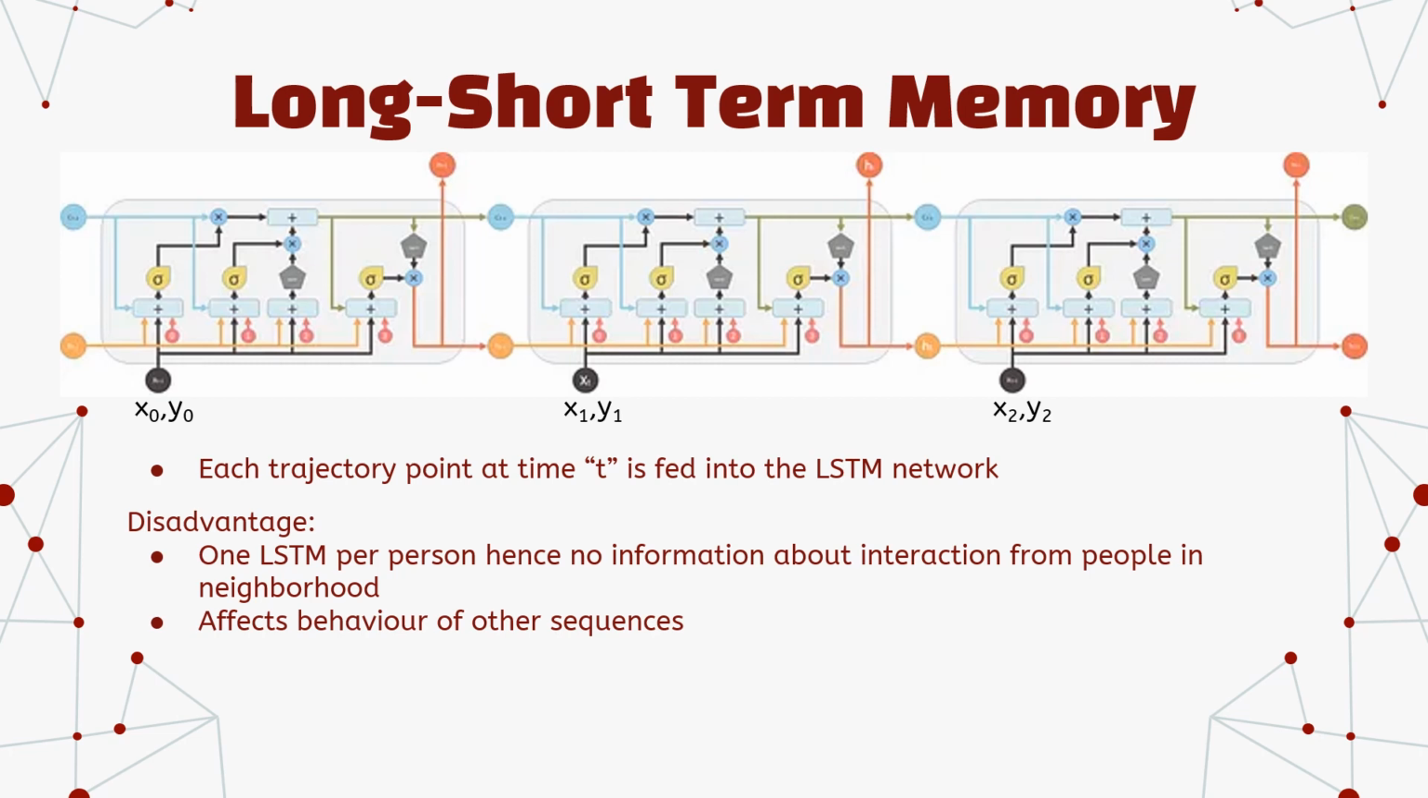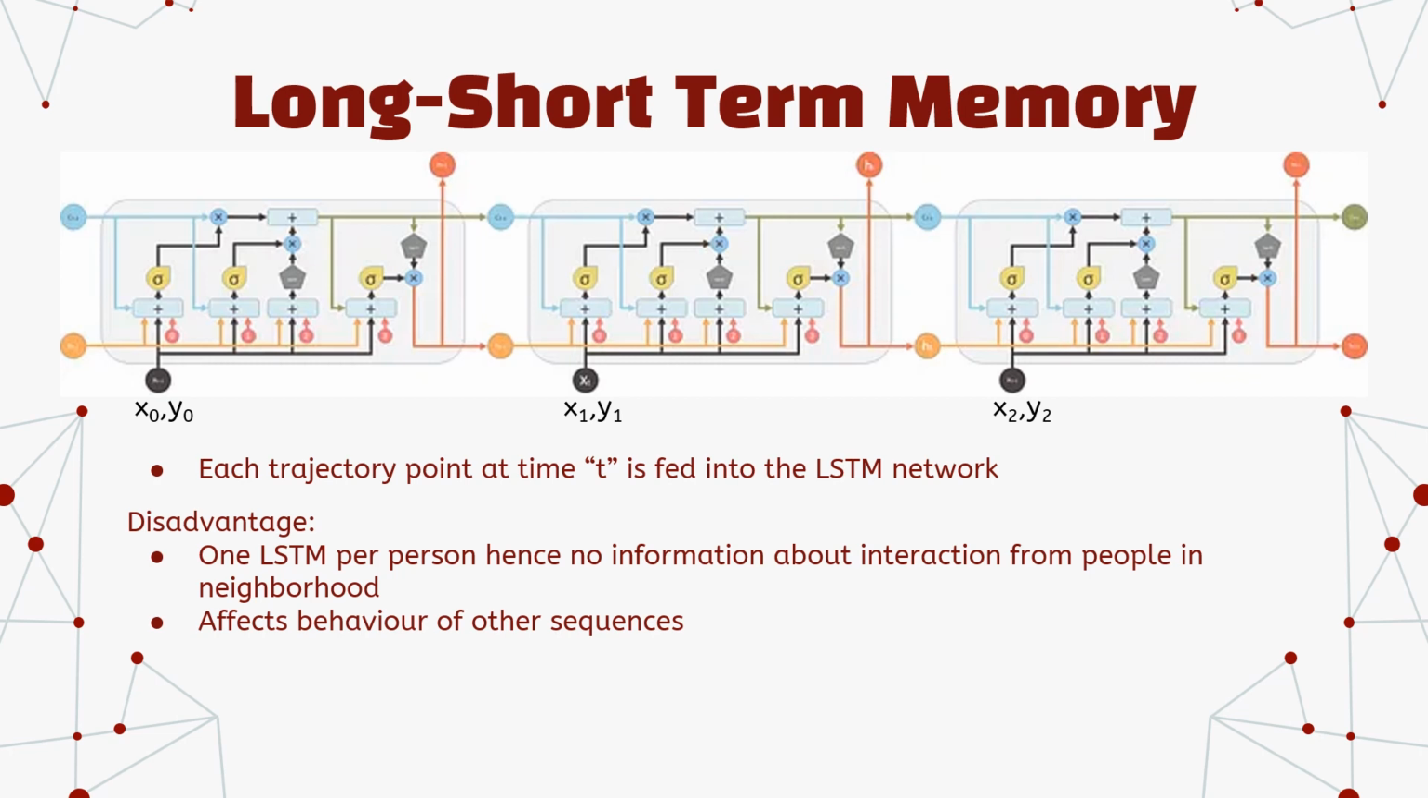Another approach is to use an attention mechanism to allow the LSTM to selectively focus on the most important parts of the trajectory. In our scenario, we are inputting the trajectory points, which contains the x and y coordinates, into the cells of an LSTM network.